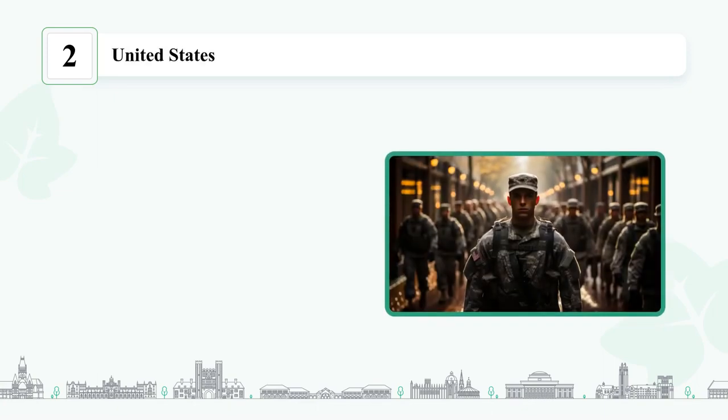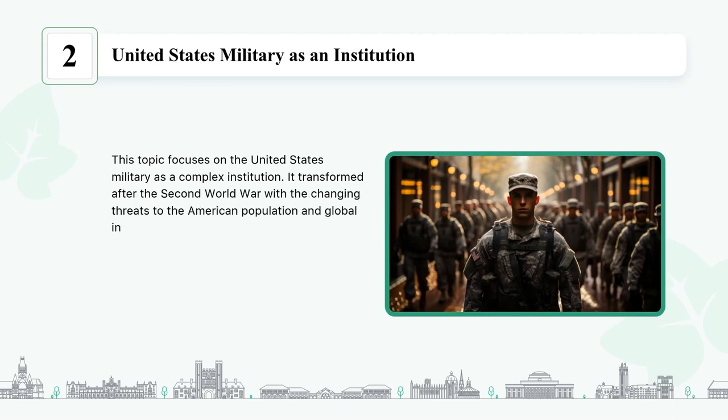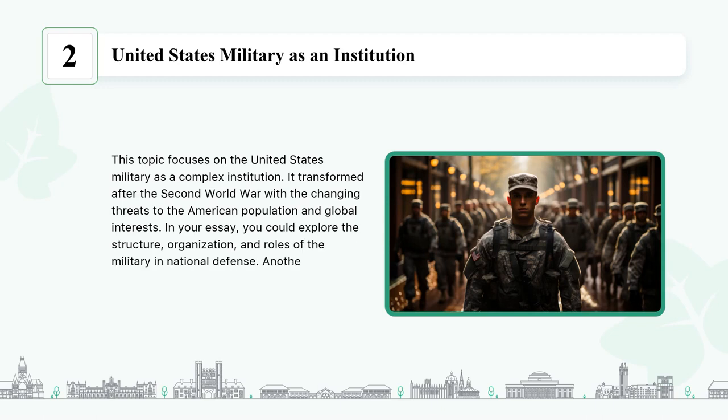United States military as an institution. This topic focuses on the United States military as a complex institution. It transformed after the Second World War with the changing threats to the American population and global interests. In your essay, you could explore the structure, organization, and roles of the military in national defense. Another idea is to focus on the factors that foster its transformation.